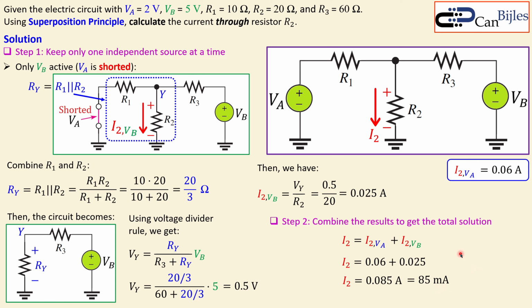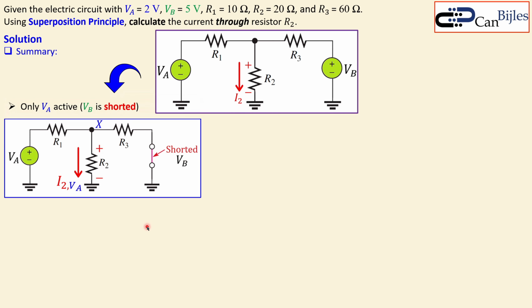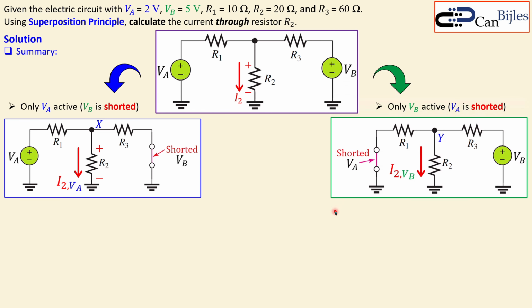And that is really the answer for I2, the current through resistor R2. Okay, now let's give it a summary. This was the circuit we were given. We transformed it first by shorting, so disabling, everything except this VA, and you got this circuit. You also did that for the other one, so you only kept VB active and you got this circuit.